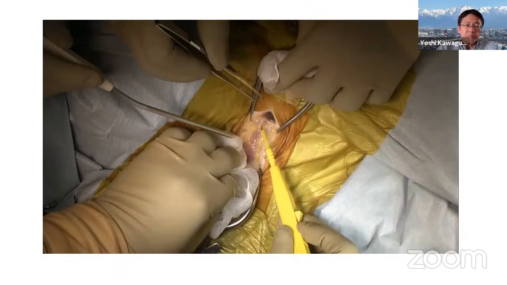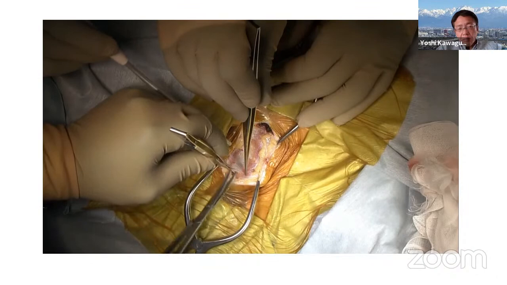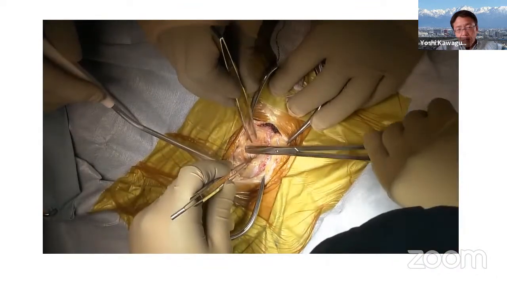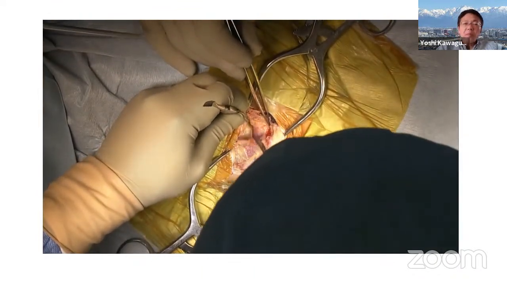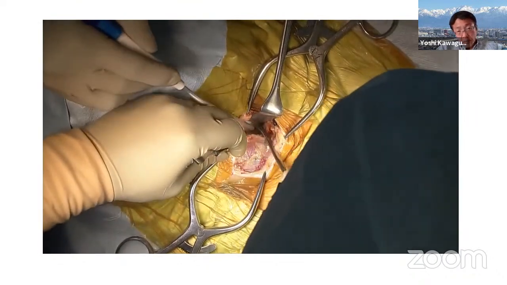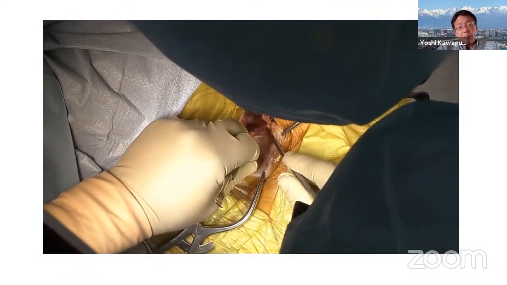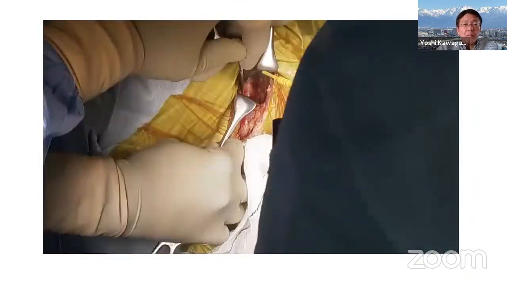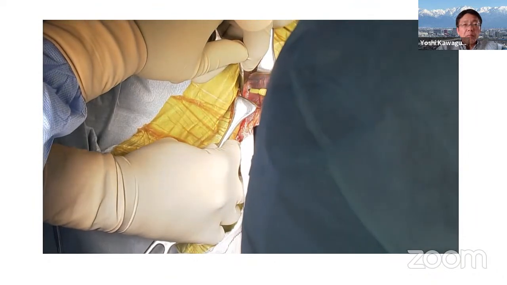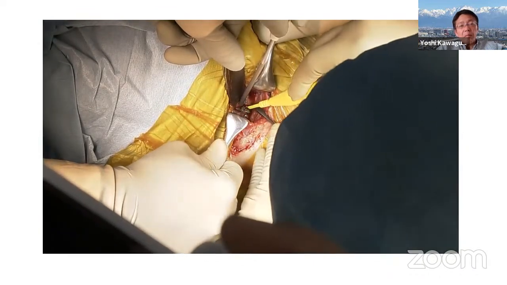Let's look at a video. It takes about 3 minutes. A collar incision is made and the platysma is dissected. We find the medial surface of the sternocleidomastoid, and we go to the anterior surface of the vertebral body. Then a marker was applied and X-ray was taken, and we confirm the level.